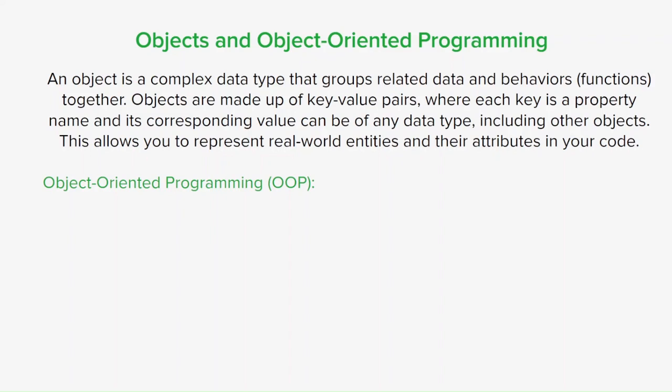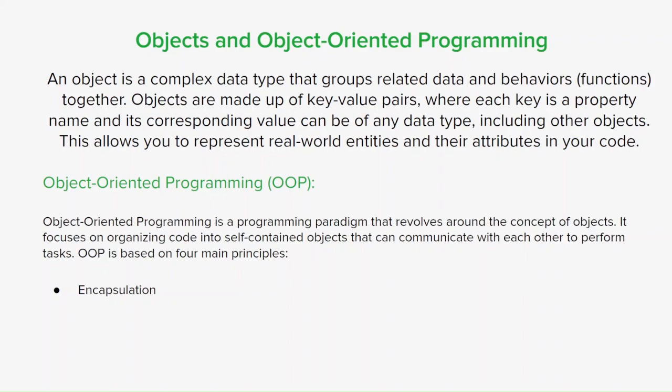OOP is based on 4 main principles. You have encapsulation, which is bundling data, so properties, and behaviors, methods that operate on the data, into a single unit, and this promotes data protection and controlled access. You have abstraction, simplifying complex reality by modeling data that exposes only relevant information and hides implementation details. Then you have inheritance, creating a new class or subclass that inherits properties and methods from an existing class, and this promotes code reusability and hierarchy. And then you have polymorphism, allowing objects of different classes to be treated as objects of a common superclass. This enables more generic code that can work with different types of objects.